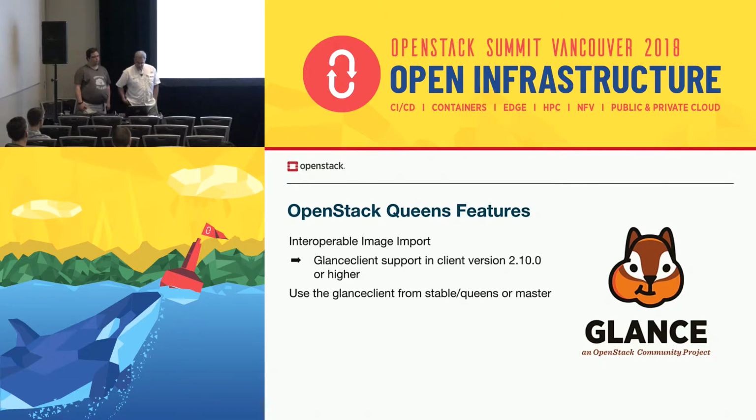Okay. And then one more thing about interoperable image import. We've got the Glance client does support that in version 2.10.0 or higher. So basically, if you grab the Glance client out of stable Queens or out of master, it will support the interoperable image import process, both the Glance direct method that was introduced in Pike and the web download method that's introduced now.